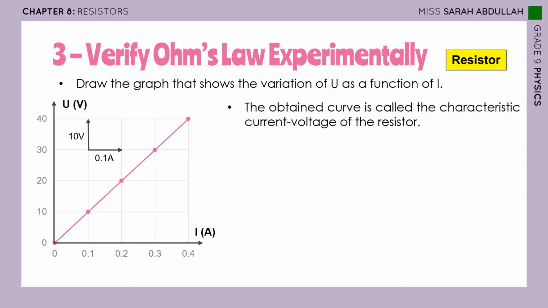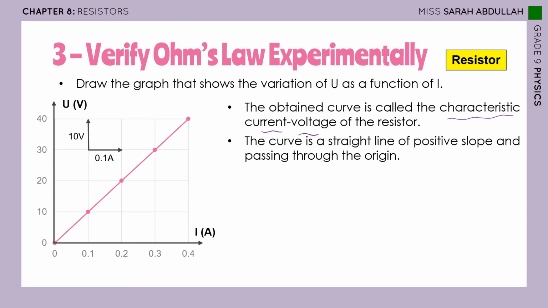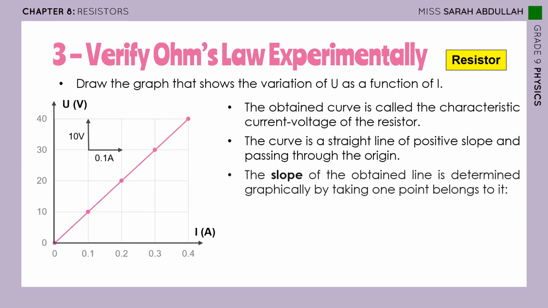So this obtained curve is called the characteristic current-voltage curve of the resistor. This is what we call it. It is a straight line that is passing through the origin, and you can see it has a positive slope, which means that it is an increasing straight line. So the slope of it is positive, and we're going to prove that. So we're going to find the slope of a straight line.